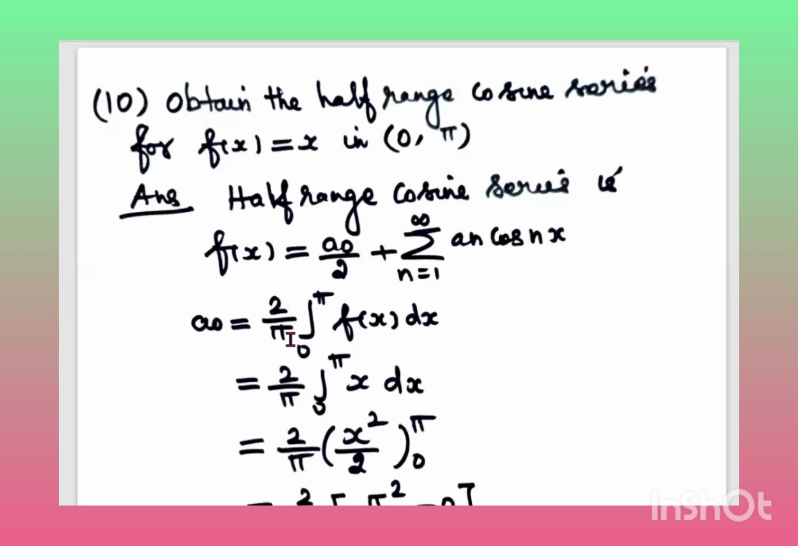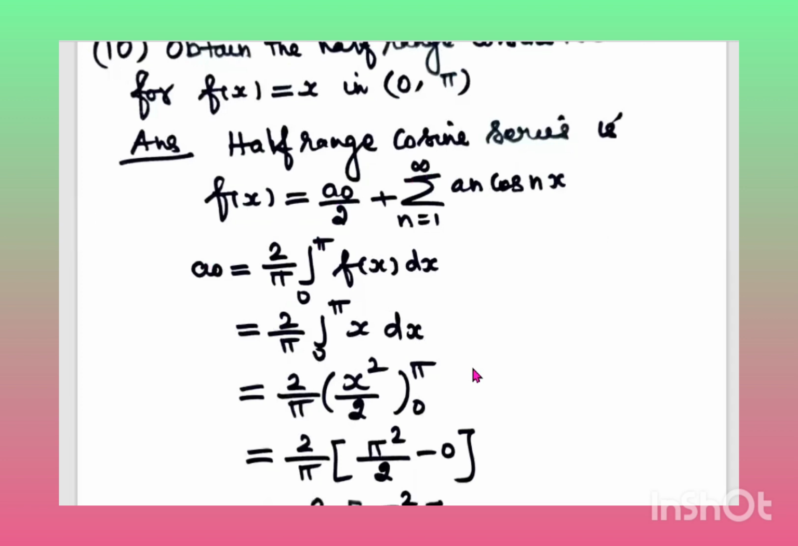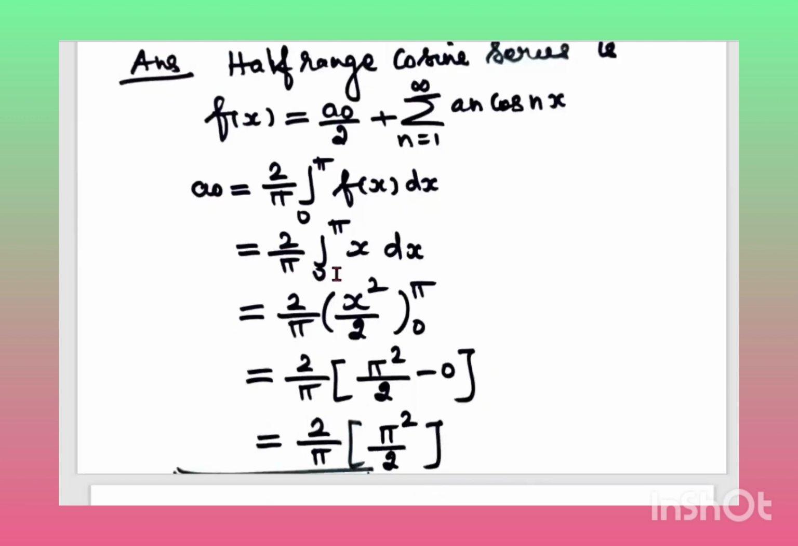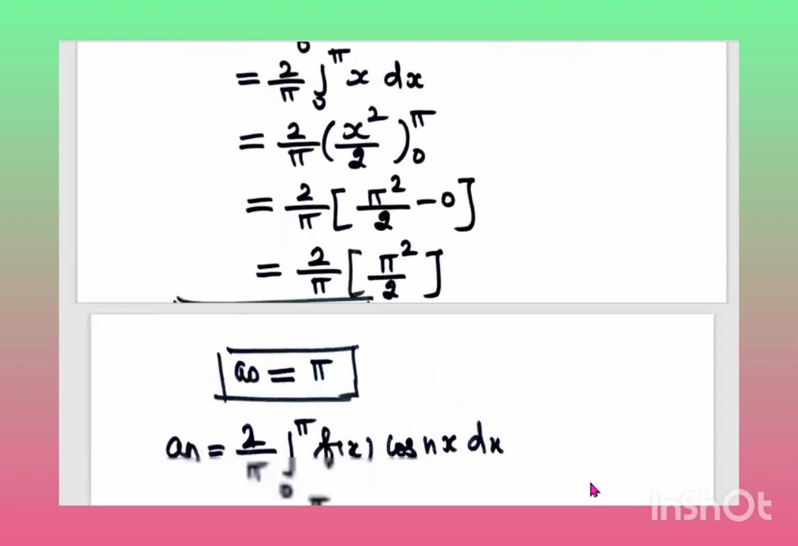a0 is equal to 2 divided by pi integral over the limit 0 to pi f of x dx, which is equal to 2 divided by pi integral over the limit 0 to pi x dx, which is equal to 2 divided by pi into x square by 2, limit is 0 to pi. So 2 divided by pi, when you apply for x, pi square divided by 2. So pi square divided by pi cancelled, pi will come, 2 cancel. So a0 is equal to pi.